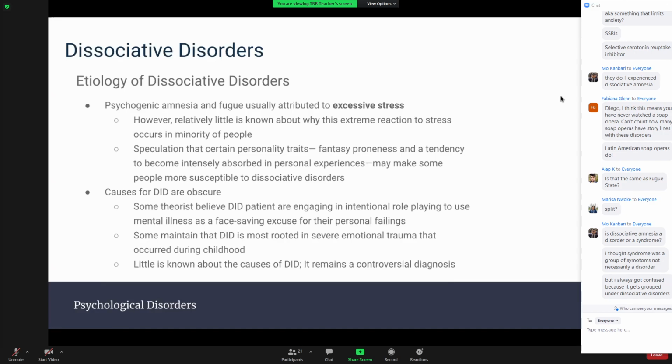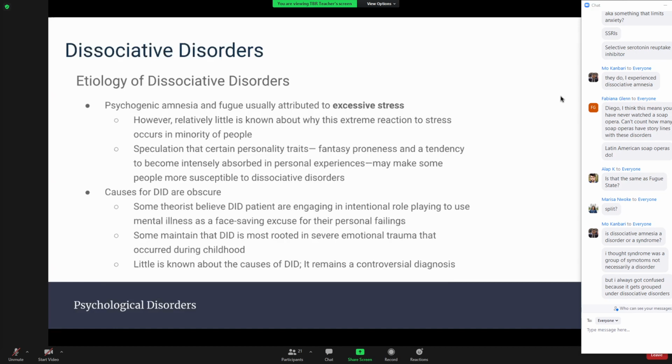So far, in the previous disorders we talked about, we haven't talked about stress too much as being one of the sources of the disorders. So this is a good way for you to distinguish dissociative disorders versus other disorders.